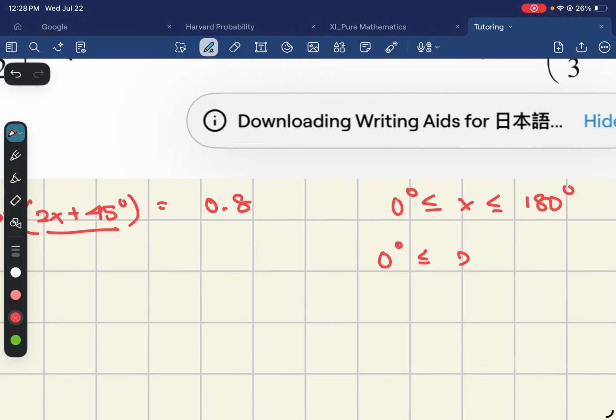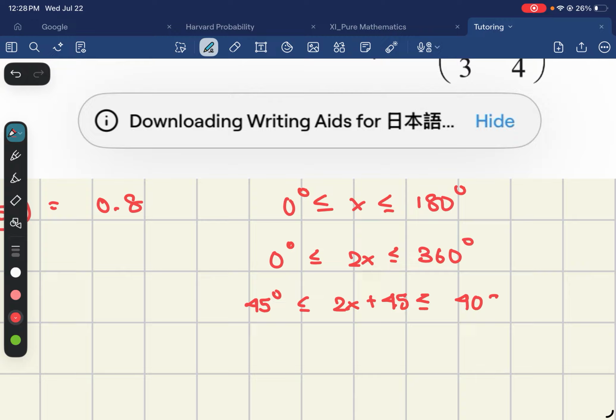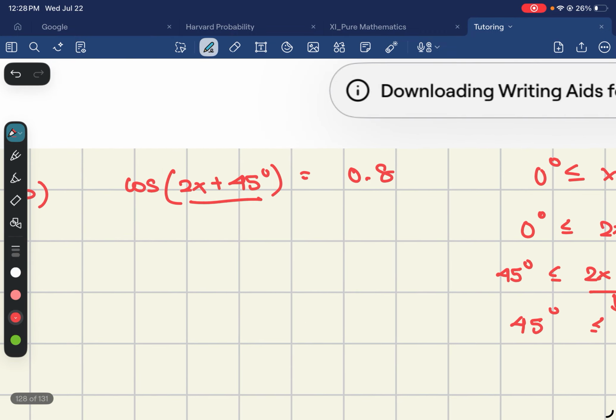So let's try to create 2x plus 45 in this inequality. So if I multiply by 2 to get 2x, as I have done, I get this. And now I just need to add 45. So if I add 45 to this inequality, then 360 plus 45 is 405. And I'm going to call this u. So we're working with u, which is between 45 and 405. So cosine of u is 0.8.